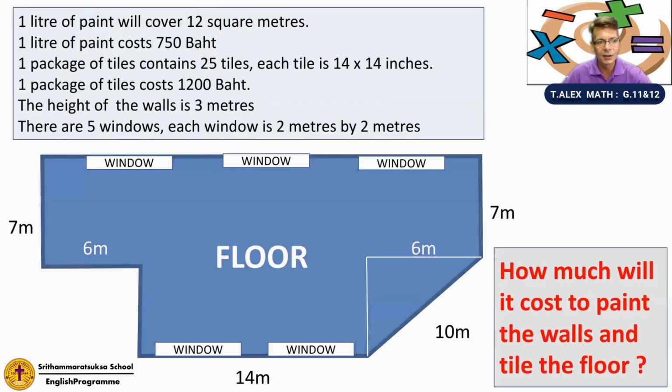How much will it cost to paint the walls and the floors of this room? So here is a room. There are the measurements, 7 meters and 6 meters. This is the floor. Here, I'm not telling you how much this length is. You will have to work that out. And we also have some windows, so we will have to adjust our calculations for the walls.